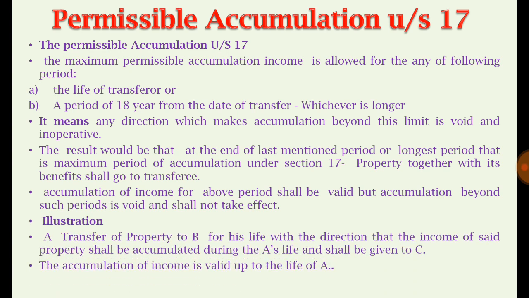For example, we have to see the illustration. A transfers property to B for his life, with the direction that the income of the said property shall be accumulated during A's life, and it shall be given to C. The accumulation of income is valid only up to the life of A. So this is the illustration. As soon as A dies, B is entitled to enjoy the income. Then he is not required to pay it to C.